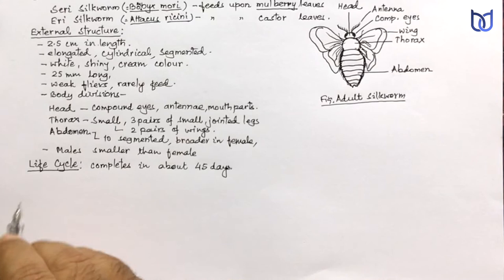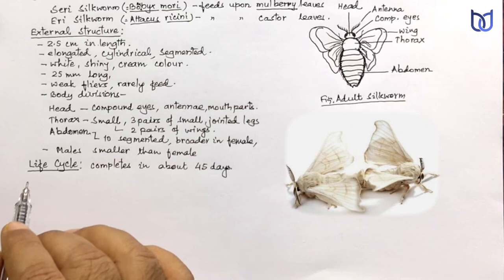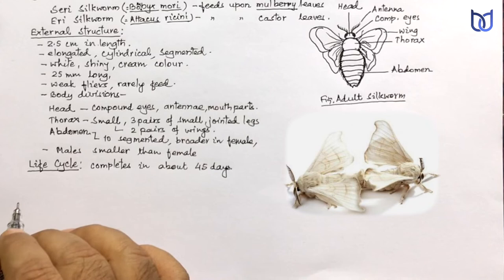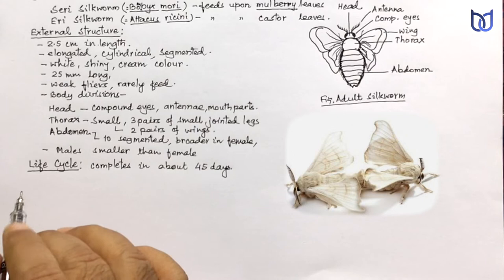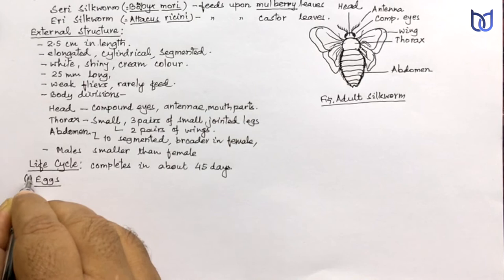Soon after emergence, when the silkworms mature, they perform mating. Union of male and female silkworms takes place by their abdominal ends. And after mating, the female starts laying eggs. So, one of the stages in the life cycle is the egg.